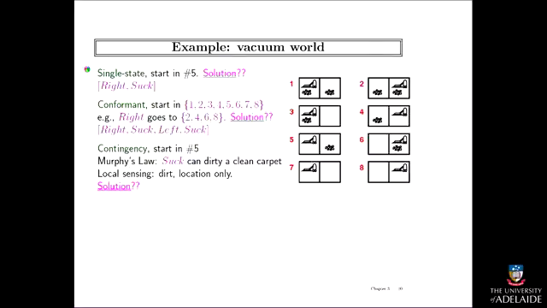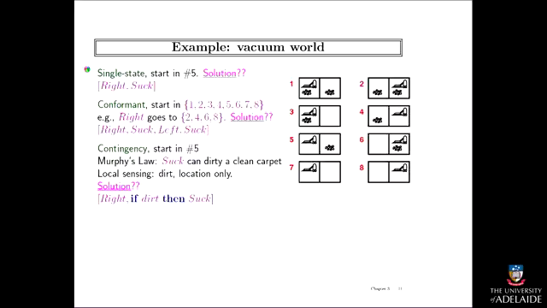Because we can't guarantee, we could just keep moving left and right and sucking and never knowing whether the environment is clean or not. So we're going to need the ability to sense whether the location is dirty or not. So there's a solution to this particular one. Move right, so we're guaranteed to start here, move right, and if it's dirty, then suck.